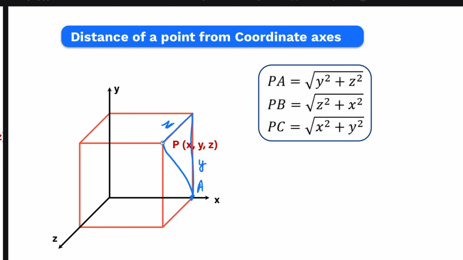In a similar fashion, if we need to find the distance from the z axis, just take this distance and this distance, which is y squared plus x squared. And suppose we need to find it from the y axis, we just have to take this distance, which is x, and this distance, which is z. So z squared plus x squared.